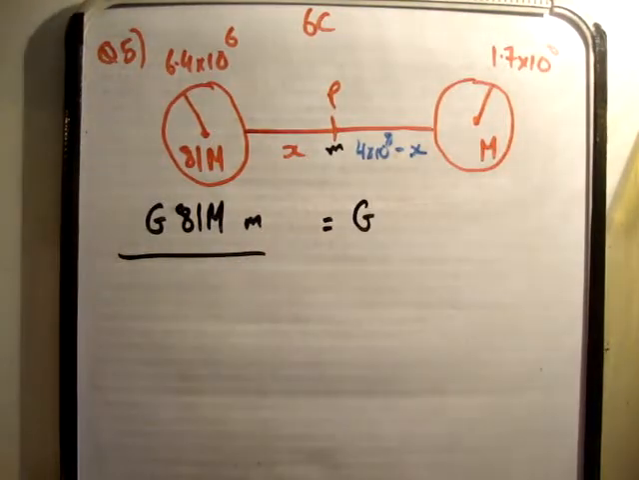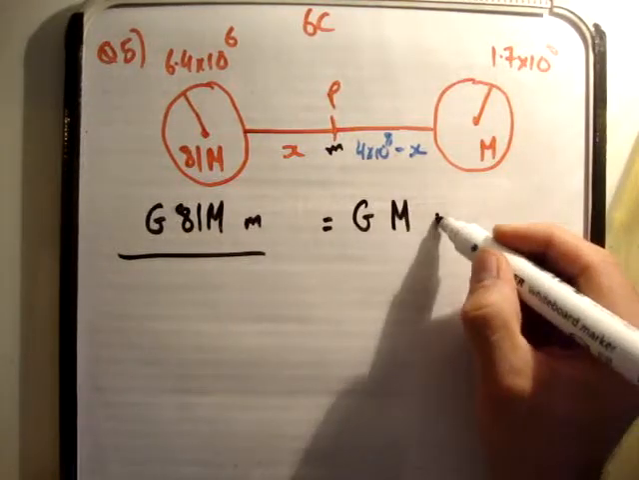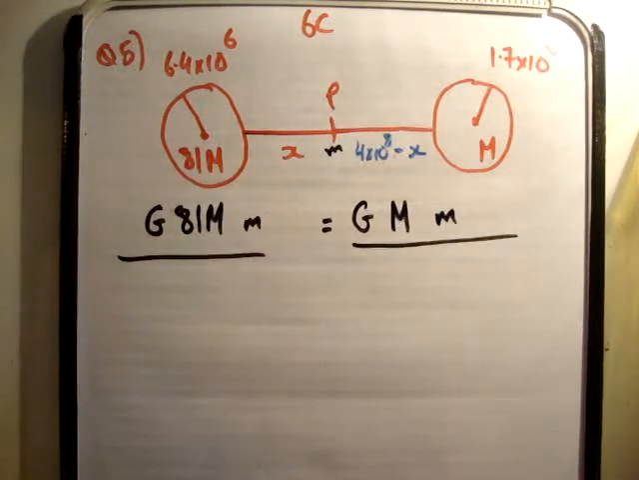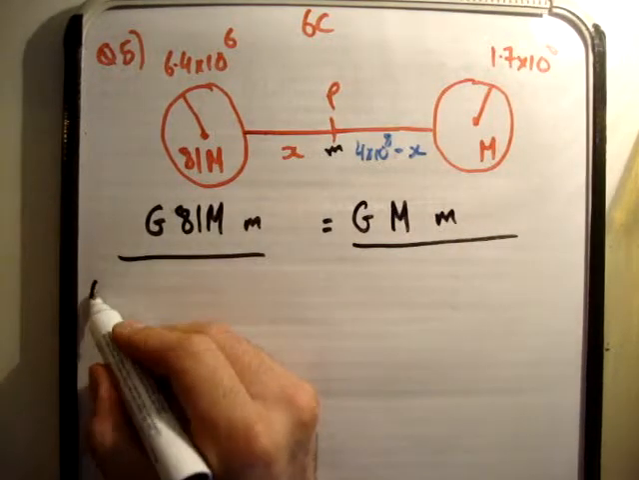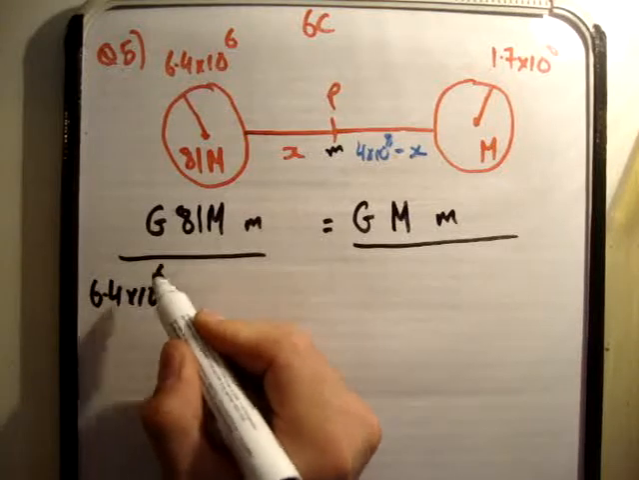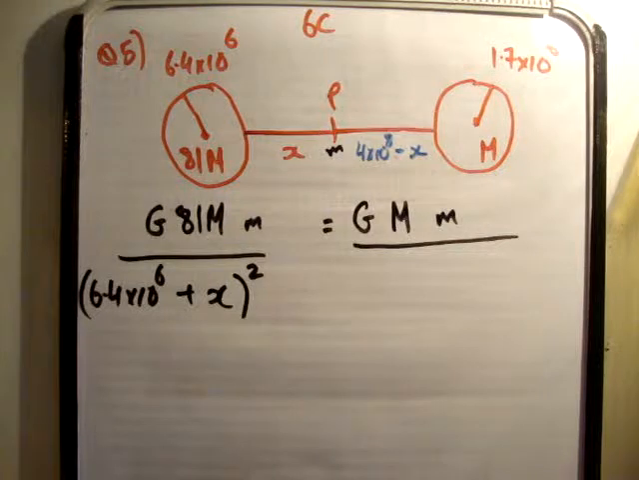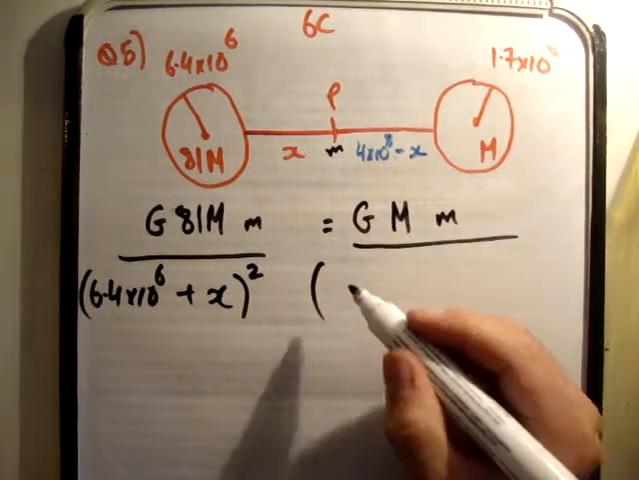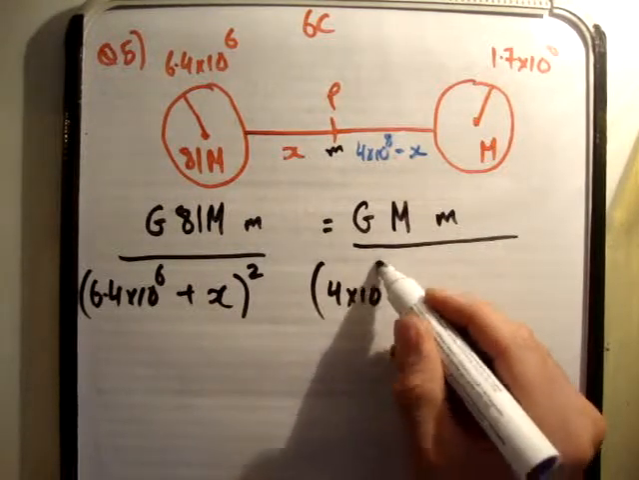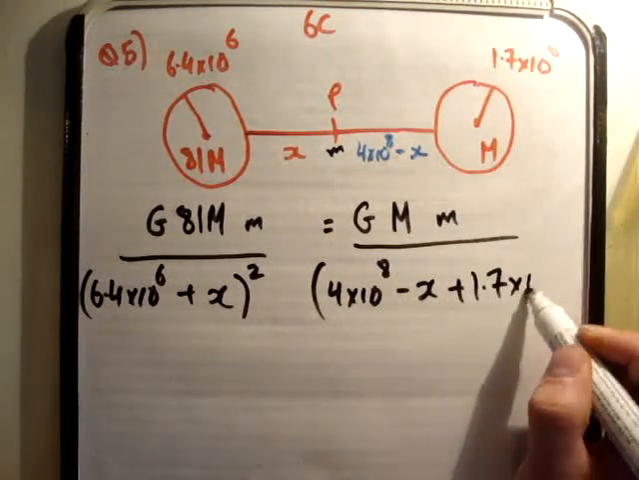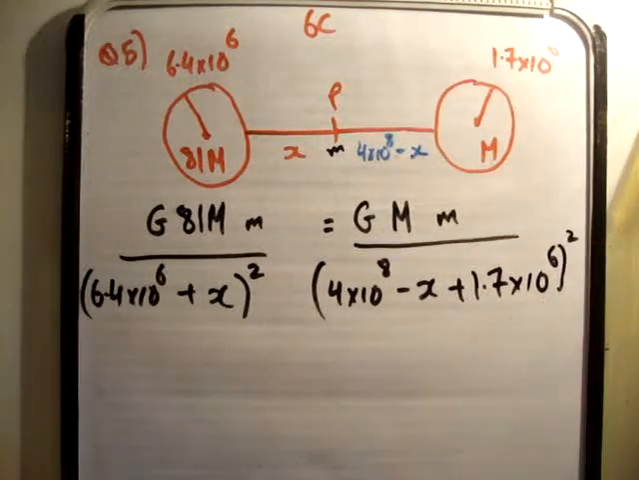So we have the gravitational constant, the mass of the moon, the mass of the particle, and a distance to be squared. The distance between the particle and the Earth's centre is 6.4 times 10 to the 6 plus x meters, and we need to square that, of course, for Newton's law of gravitation, and do something similar here. It's going to be 4 times 10 to the 8 minus x plus 1.7 times 10 to the 6, to be squared. Okay, so now we have pretty large numbers happening.